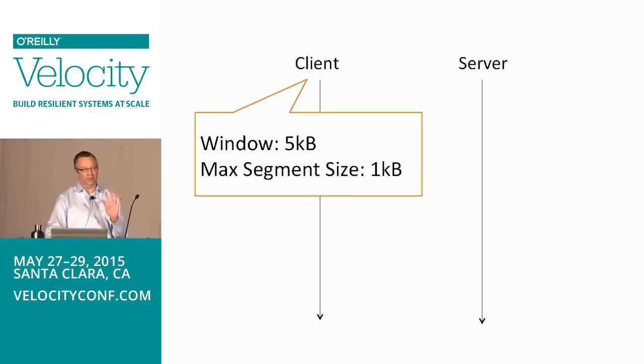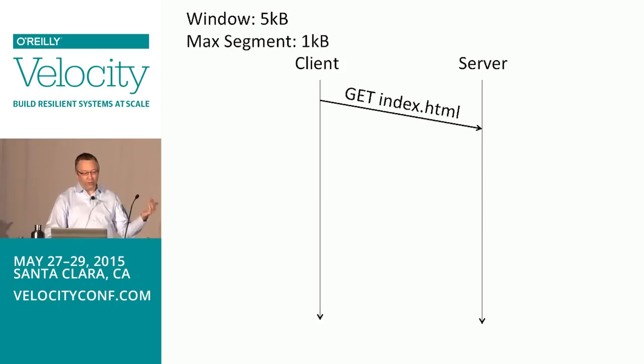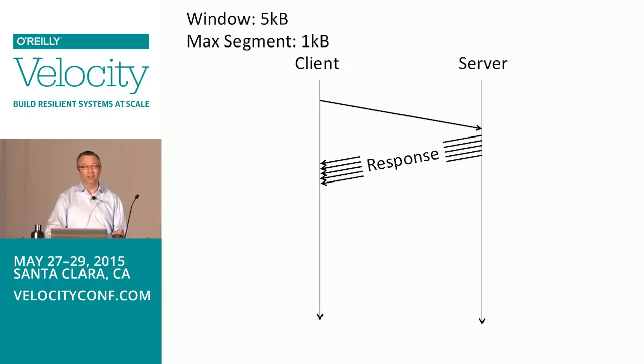And so the sender promises, I won't send you anything larger than that. So it's like before. The client sends a request. Let's say that the response now is 10 kilobytes. So it has to be broken up into 10 1-kilobyte packets. And since the window is only 5 kilobytes, we can only send 5 of them at first.